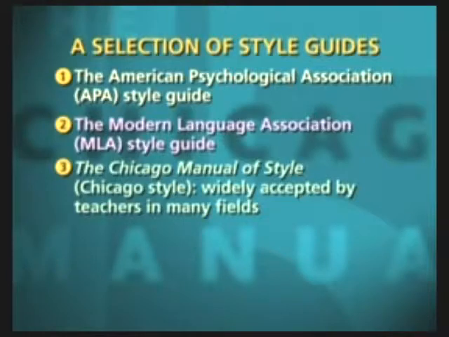Another style guide that's very widely used is this book, The Chicago Manual of Style, published in regularly updated editions by the University of Chicago Press. For this reason, this form of scholarly citation is often called Chicago style. Many publishers, including publishers of scholarly books and journals, use Chicago style, and as a result, it's widely accepted by teachers in many fields.